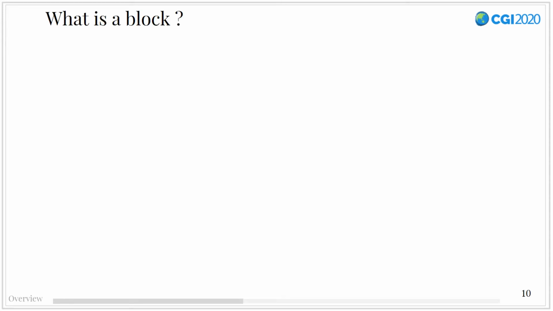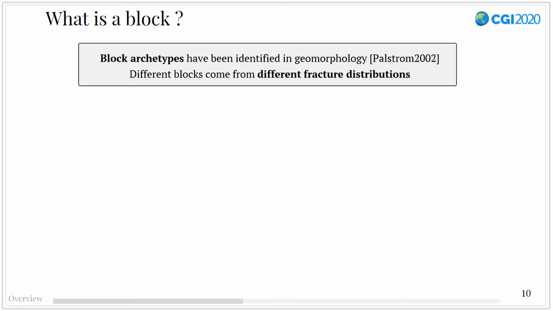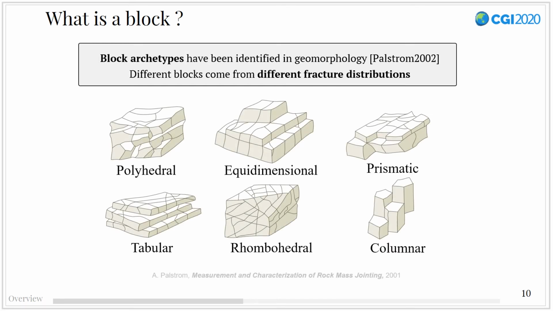Now let's get into more details about our method. Our goal is to synthesize realistic block structures. Different block archetypes have been identified in geomorphology. These types are all visually distinct and are formed under different environmental conditions. The main difference resides in the variation of fracture distributions.